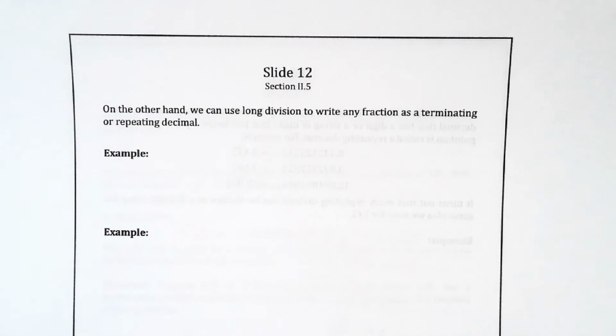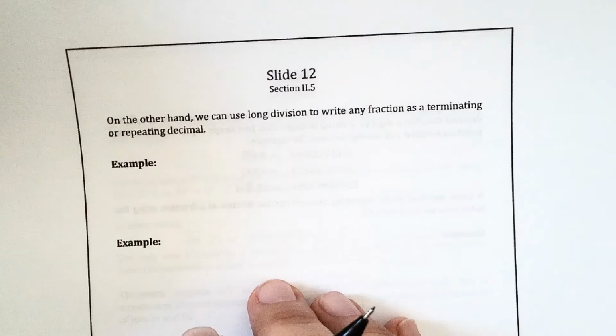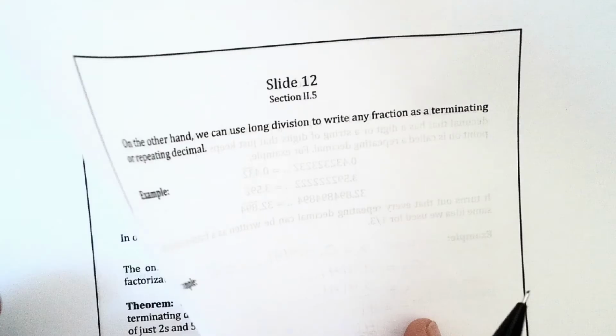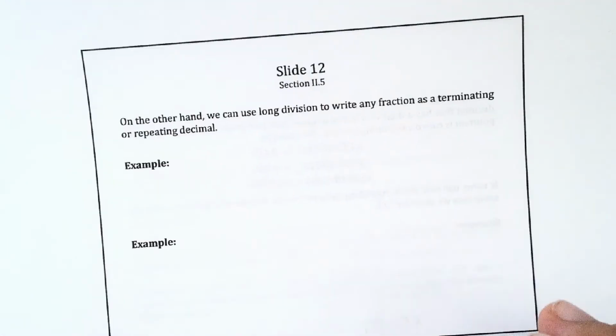We can use long division. This is long division with decimals, which you might need to review in section 7.2. We can use long division to write any fraction as a terminating or a repeating decimal. So for example, a couple slides ago, we did 13 over 40. Let's try that again.